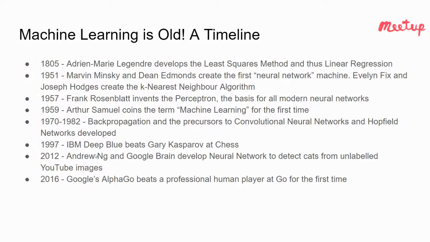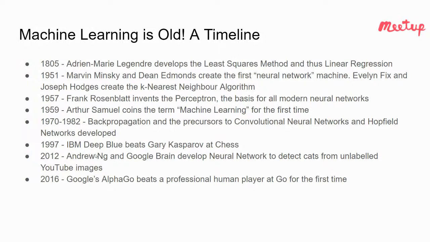The first neural network machine was created in 1951. That was an earlier version, and it doesn't have much resemblance to the machine learning neural networks that we have now. K-nearest neighbor was developed in 1951. The perceptron, which is the basis for all modern neural networks, came about in 1957 by Rosenblatt. I'll be talking about that later. Then back propagation and convolutional neural networks, which are very, very important in image recognition.